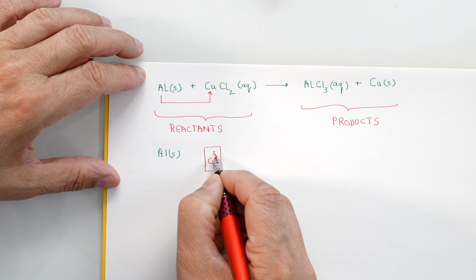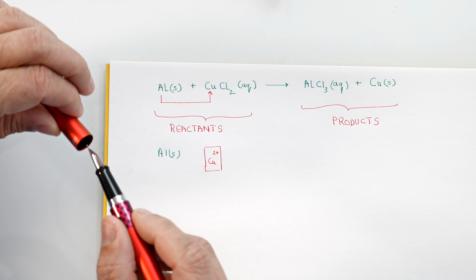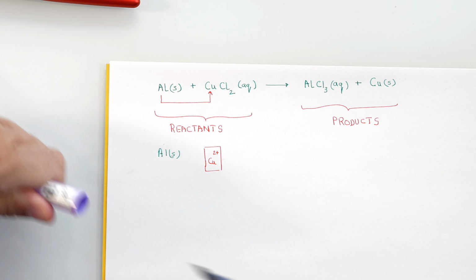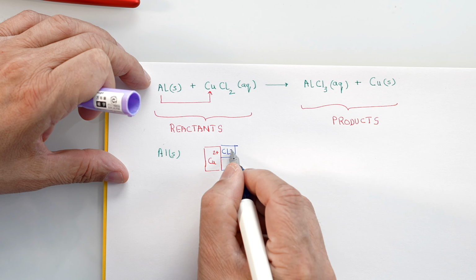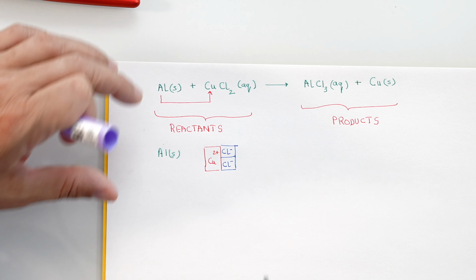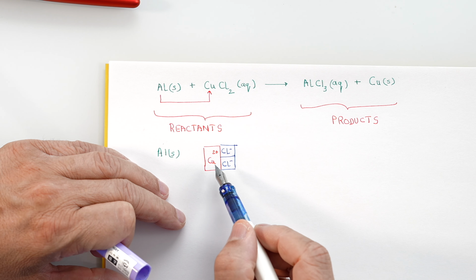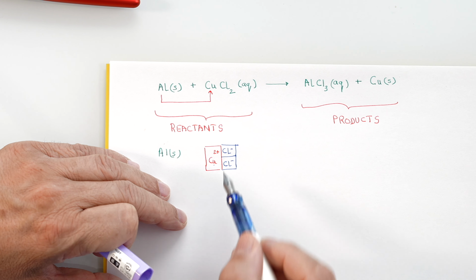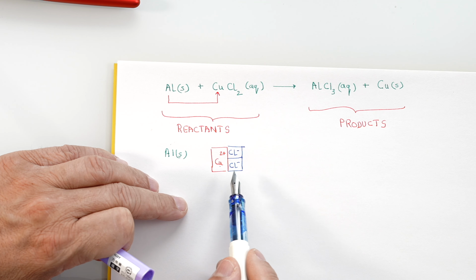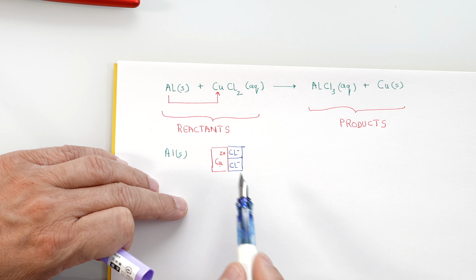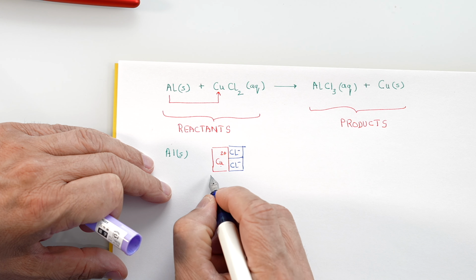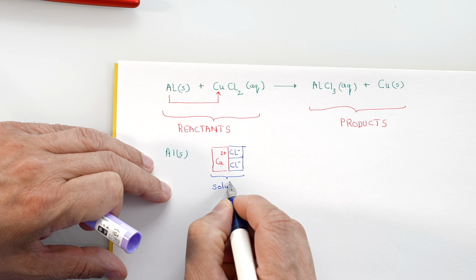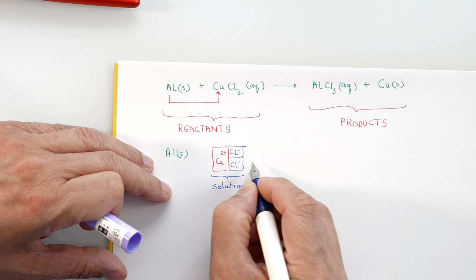I'm representing the cation with this card. And the chloride component is represented with these blue cards. So there are two anions for every cation, as you can see here. And this right here is the copper chloride solution. So this is the solution that is aqueous.